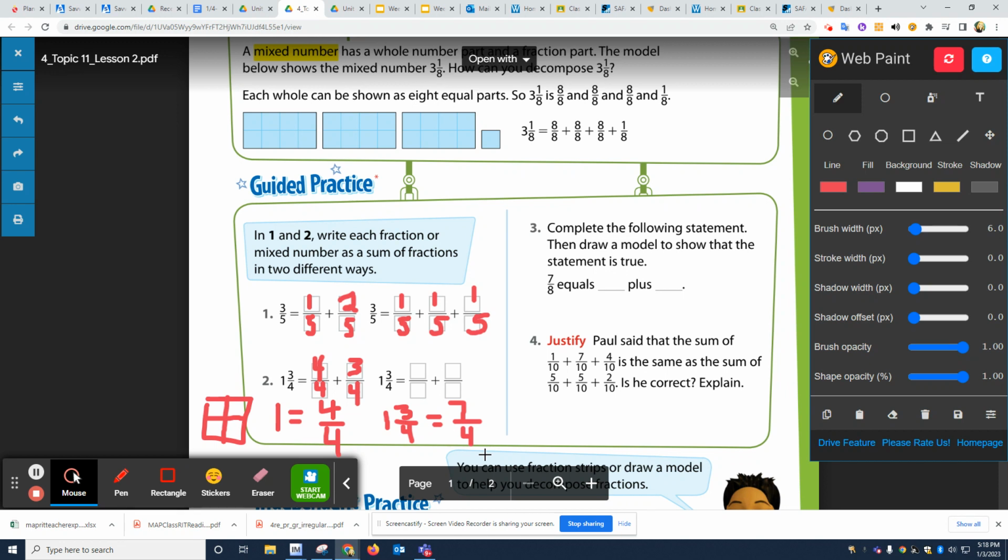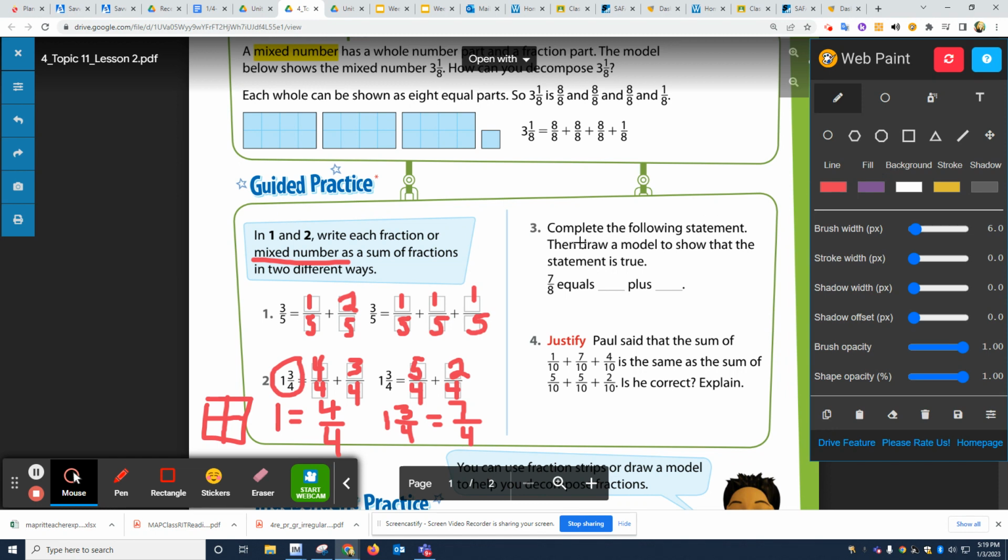So I could break 7/4, I could decompose that into 5/4 plus 2/4. And that would give me 7/4, which would also equal 1 and 3/4. Try your best on that. This is brand new to you. You have not seen mixed numbers before, so this is a new skill. We're going to work with them all week. When I say mixed number, I mean a whole number and a fraction together.